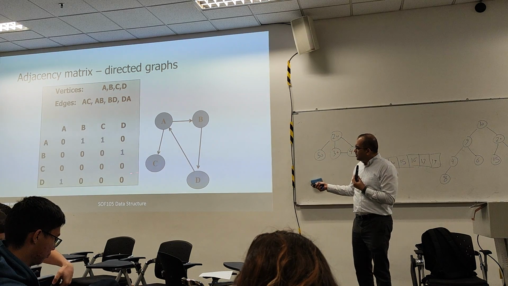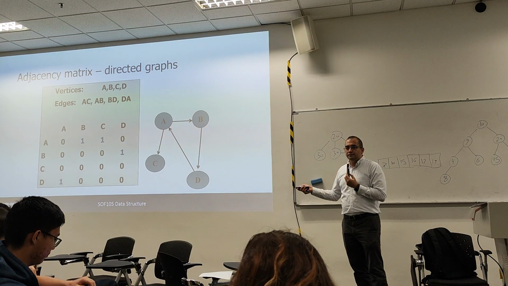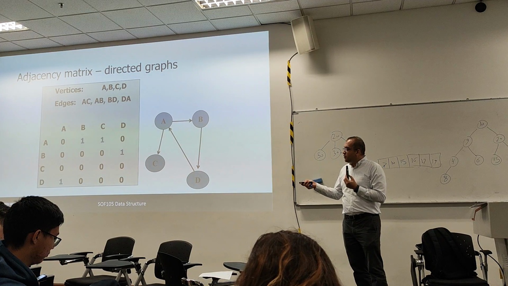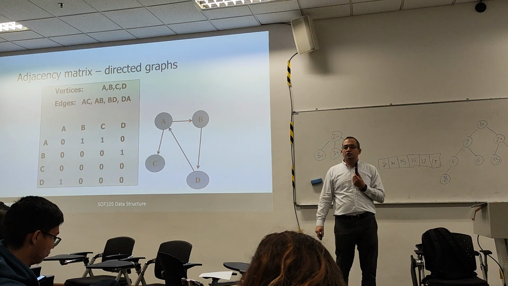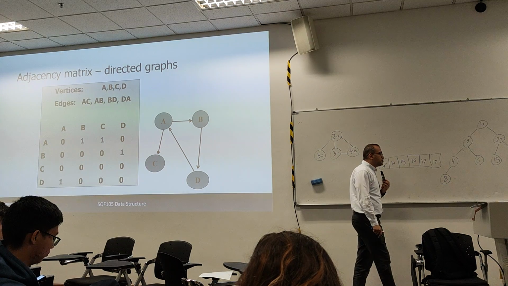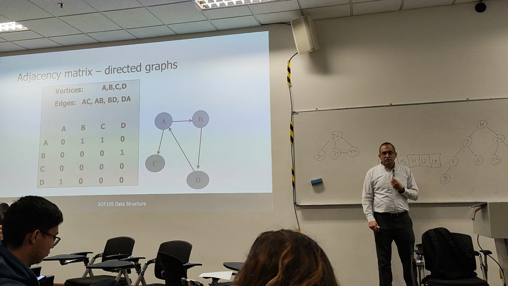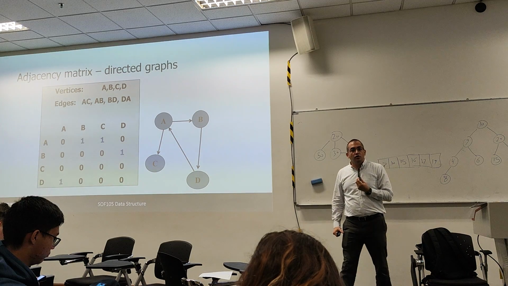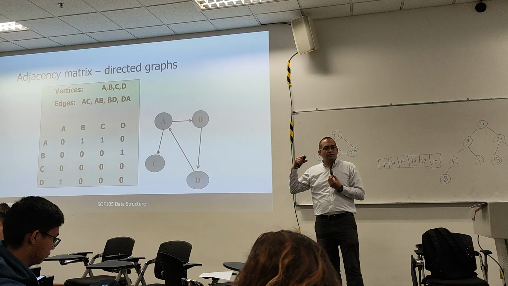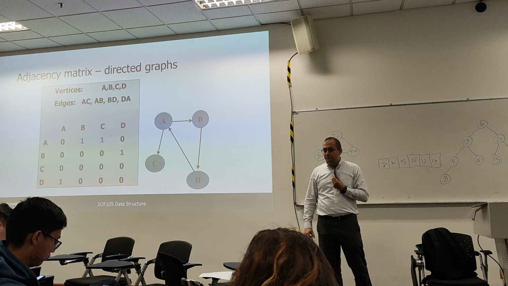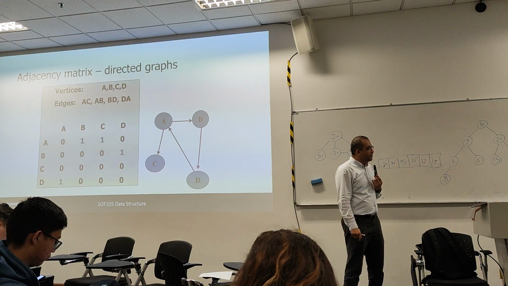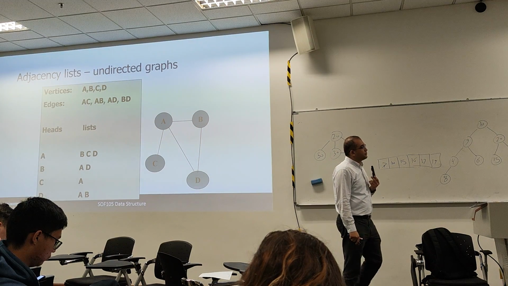The last one is which one? You notice, what about C? Does C go to any other vertex? No. Right? Okay? So C is not going to any other vertex. That's why all of them are 0. So if we start from C and I ask you to travel somewhere, you are stuck, correct? So be very careful with this one.